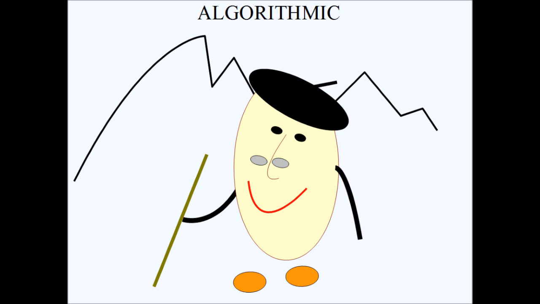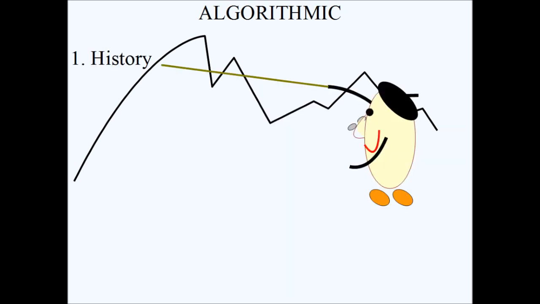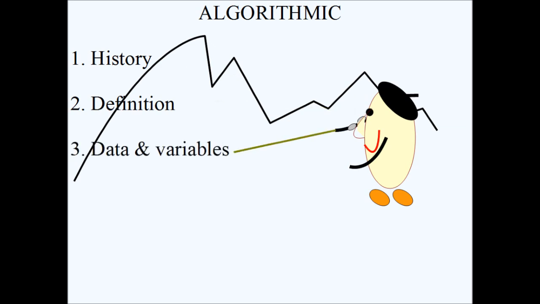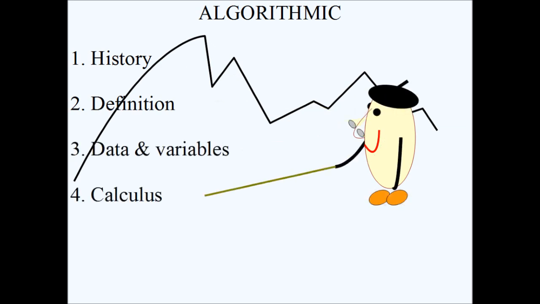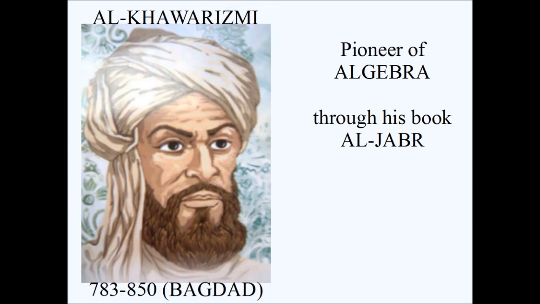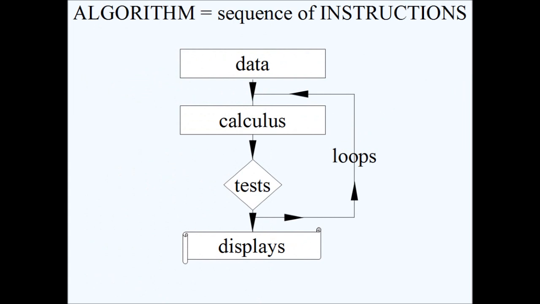Algorithmic today. Some definitions with history. First, the data, calculus, and test, and loops, and displays, of course. Algebra, the father of algebra. So you see the architecture.